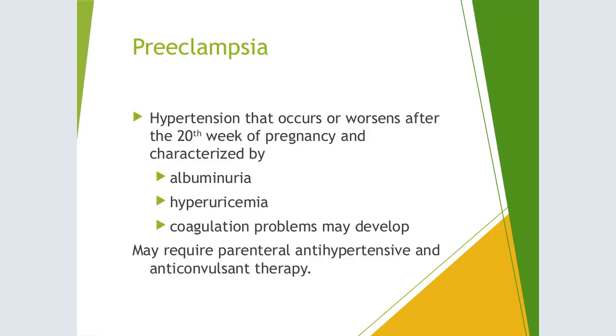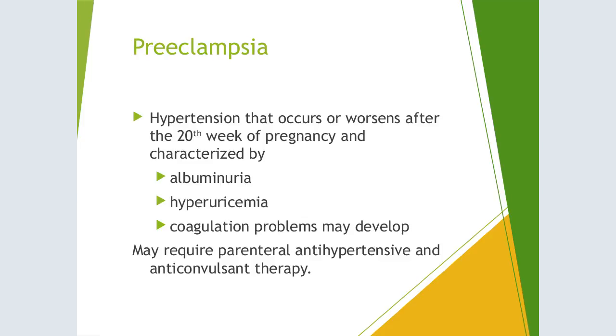Preeclampsia is hypertension that occurs or becomes worse after the 20th week of pregnancy. It is characterized by albuminuria, hyperuricemia, and you may or may not have coagulation problems. You may have some blood clots there. It may require IV antihypertensives and anticonvulsant therapy to keep you from going into seizures.